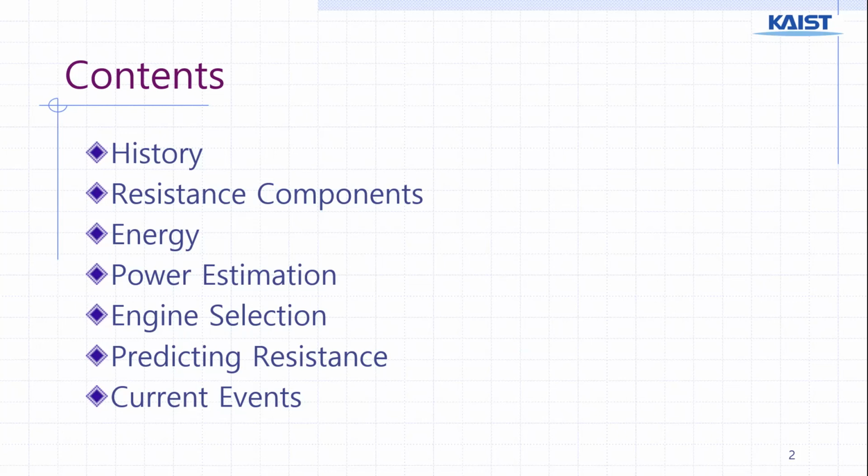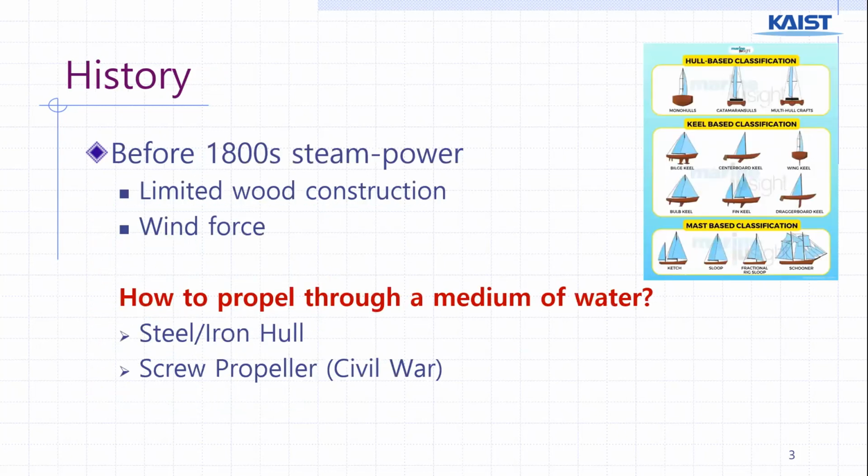In addition to what was previously lectured on this topic, I'm going to be talking about the historical background of resistance and powering, different resistance components and what they are comprised of, how energy and power estimation is used in conjunction with resistance components, and then finally how you use those different educated points to make an engine selection, and then predict resistance more accurately using computed methods, and finally, on a current level, what this looks like in the shipbuilding industry.